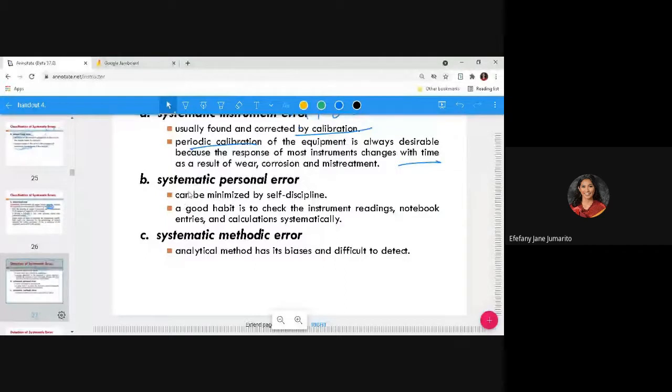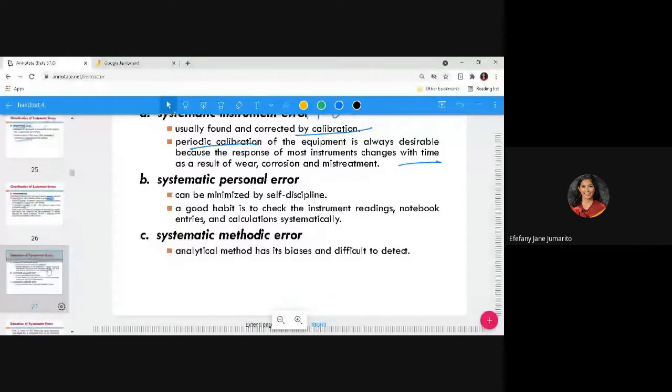Then we have our systematic methodic error. Okay, so the analytical method has its biases and is difficult to detect because the methodic error is more on the system. So, it's difficult to detect, but however, it can be minimized with proper attention to our chemicals.